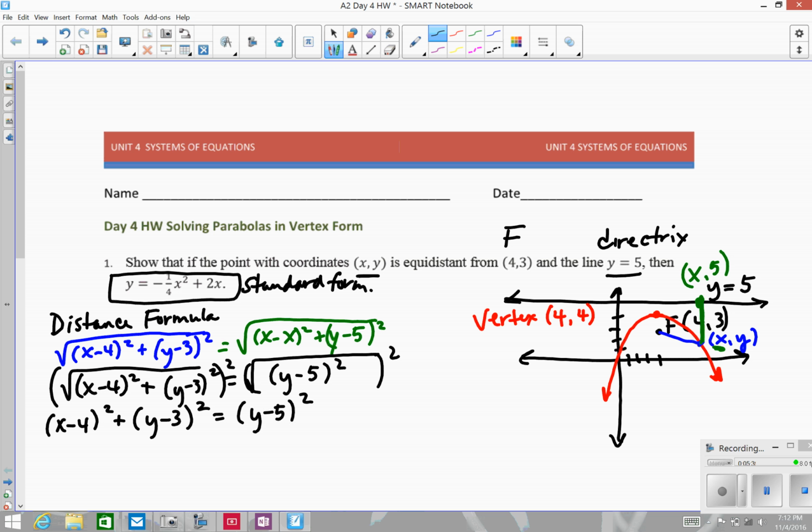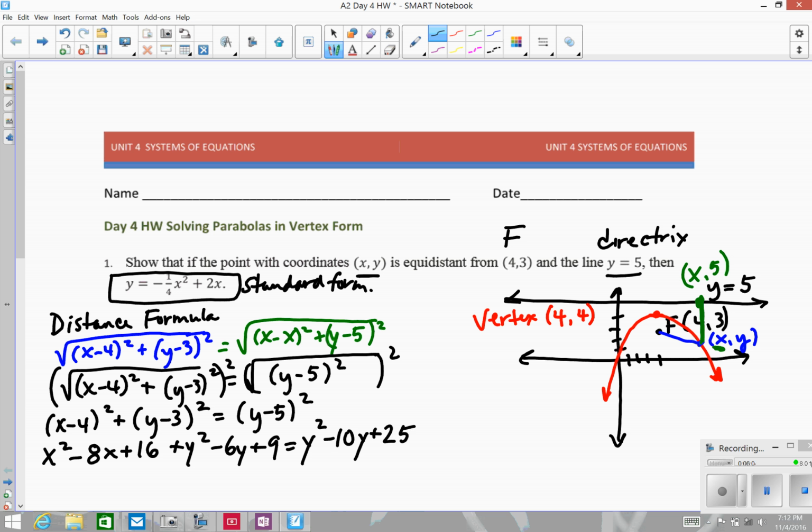Now I want to multiply those binomials. x squared minus 8x plus 16 plus y squared minus 6y plus 9 equals y squared minus 10y plus 25.